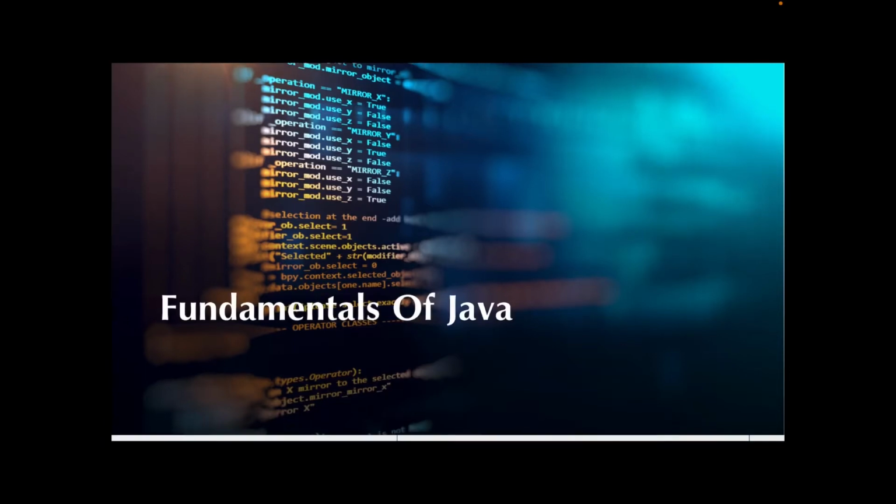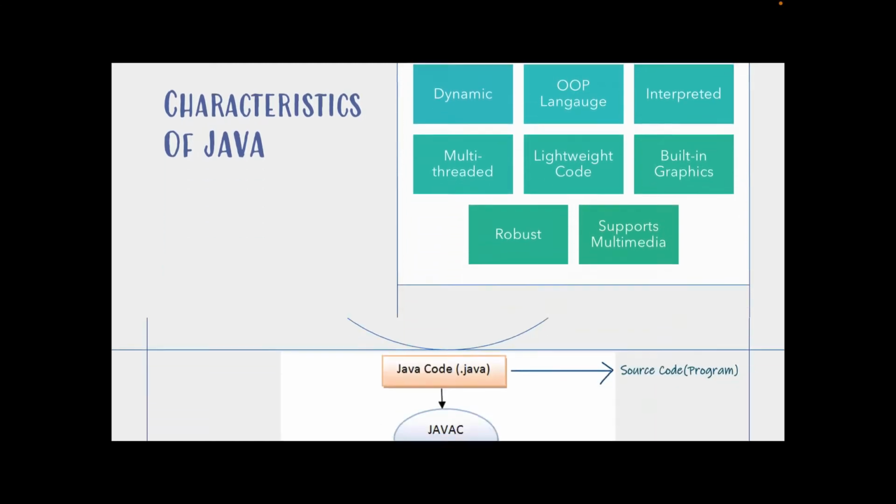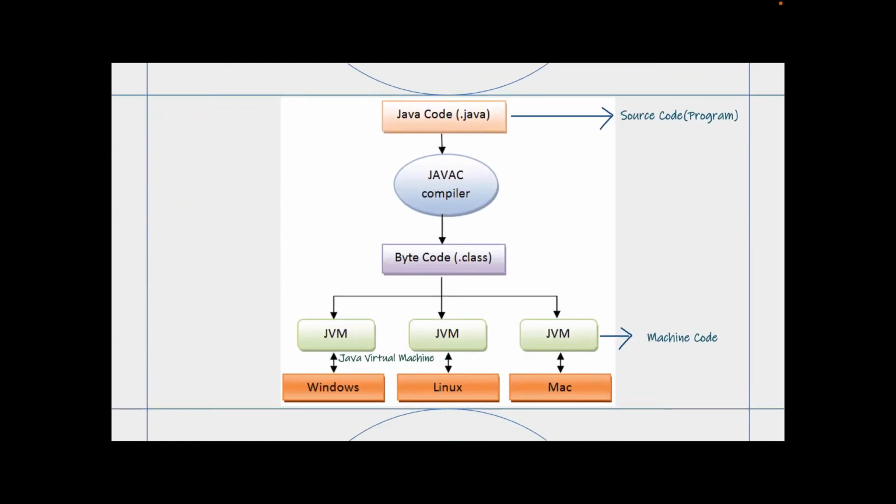So in my last video, we had done an introduction to Java, and today we're going to be doing the fundamentals of Java. So let's take a quick look at the characteristics of Java. First, platform independent. Before we understand that characteristic, there is something that we need to understand, that is how the Java program works.